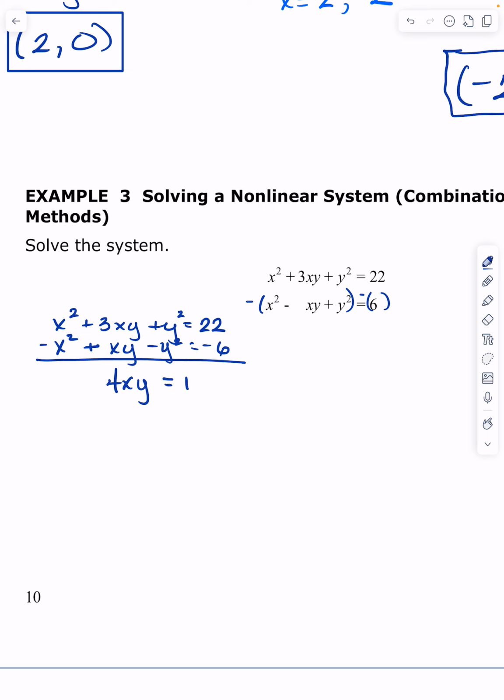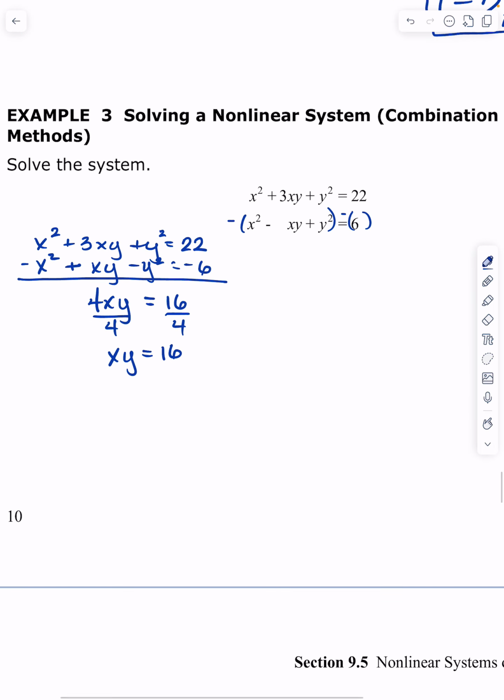I get 4xy because my x squared cancels out and my y squared's canceled out. Equals 22 minus 6, 16. Go ahead and divide both sides by 4. Xy equals 16, which doesn't feel fabulous. I'm going to go ahead and just solve for x. I'm going to divide both sides by y. X equals 16 over y. Not pretty, but something that I can probably use to plug into the other one, or one of the equations, and see if I can solve for y.